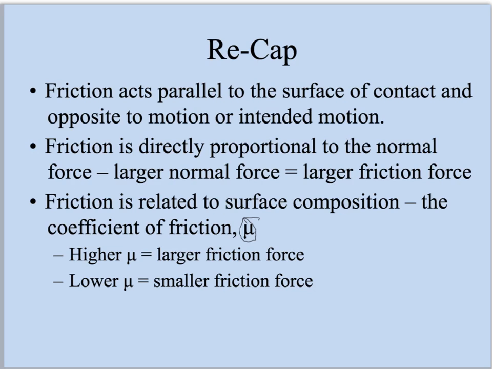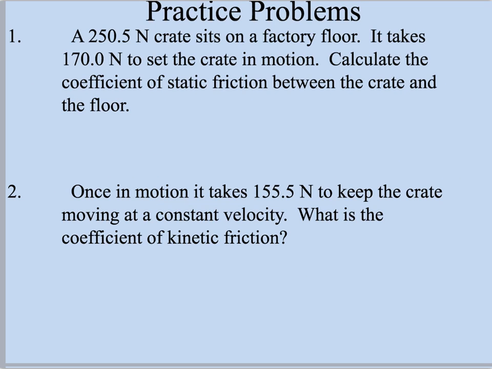So let's go through a few sample problems and see if we can clarify all of this stuff. A 250 Newton crate sits on a factory floor. It takes 170 newtons to set the crate in motion. Calculate the coefficient of static friction between the crate and the floor. All right, so what are we given here? Well, it always helps to draw out your free body diagram when you are doing a problem like this. So I'm going to go ahead and draw it out.